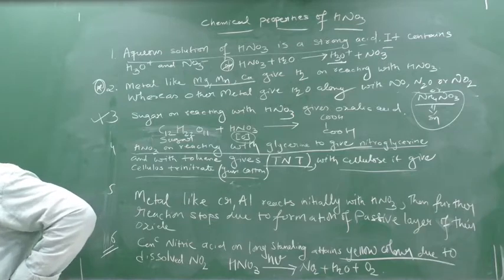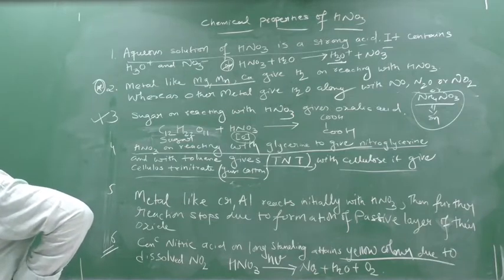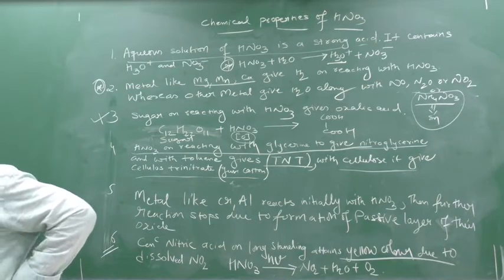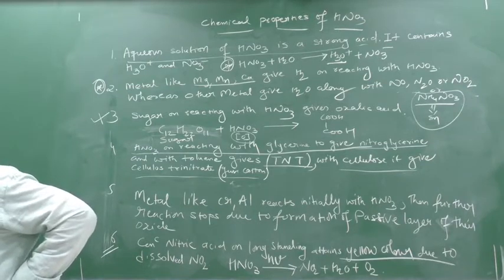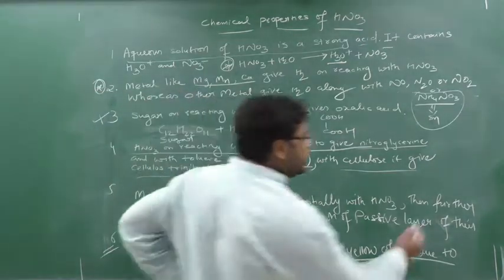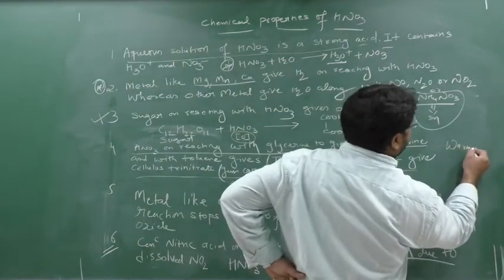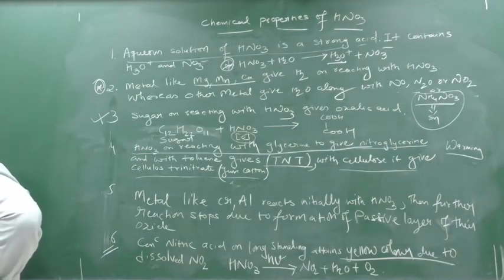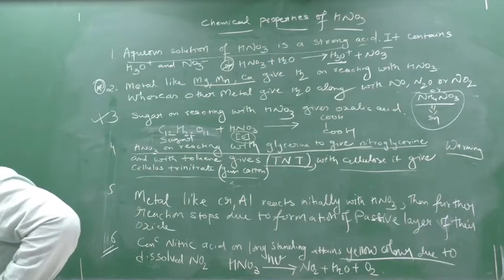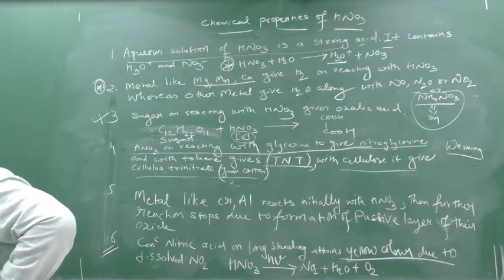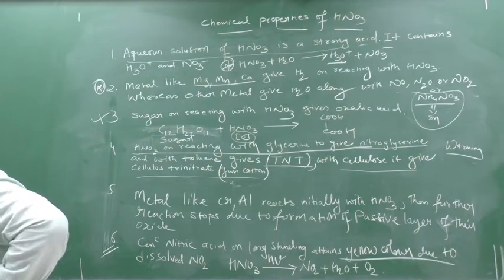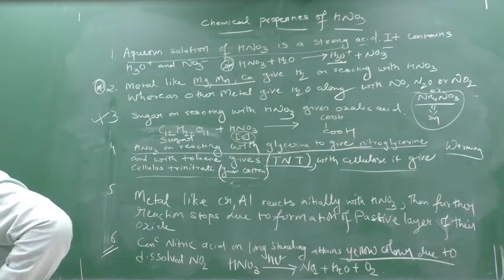The yellow color of nitric acid is removed by warming the yellow color acid at nearly 60 to 80 degrees Celsius, and bubbling dry air through it.